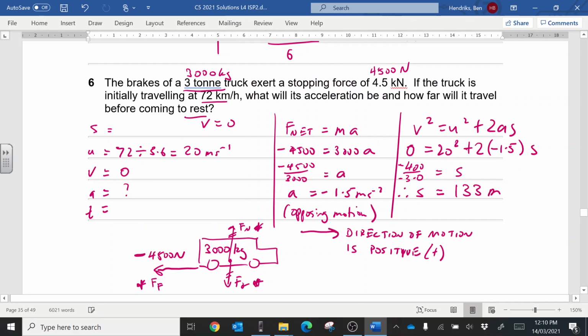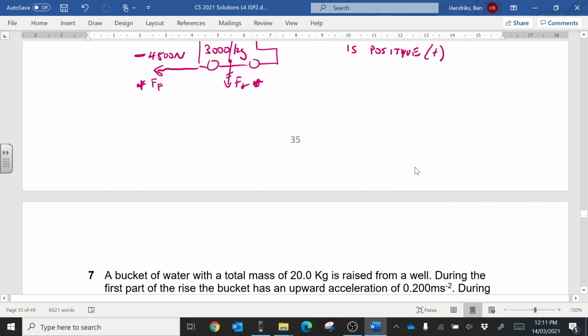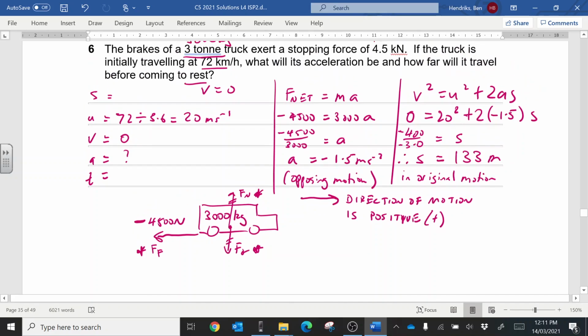That's in the direction of original motion. Okay? So 133 metres in the original direction. Okay, we'll leave that one there. We'll put the next example in the next video.